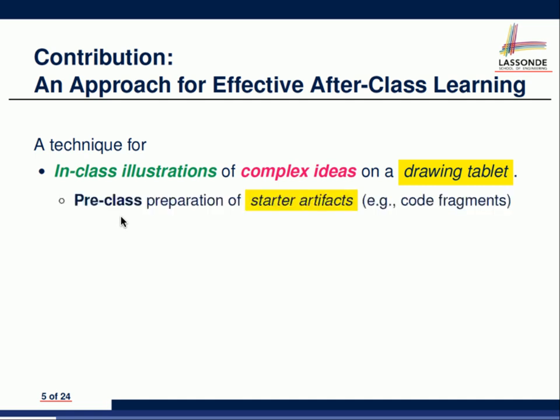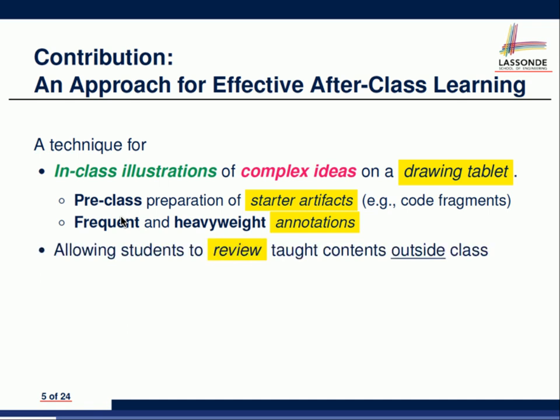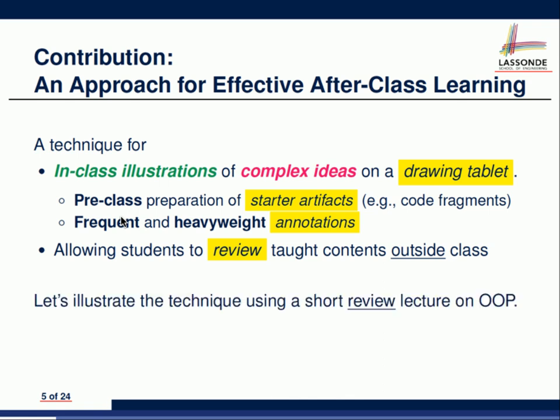What the instructor should do before the class is prepare the so-called starter artifacts, like code fragments. You'll see an example as well, so that the instructor can actually do frequent and heavyweight annotations on the drawing tablets. Frequent and heavyweight are really important. Number two will be to allow the student to review the entire process of the illustration. Okay, not really just the final outcome, but the process of building the solution. So now let us illustrate this technique using a review lecture on OOP, object-oriented programming.